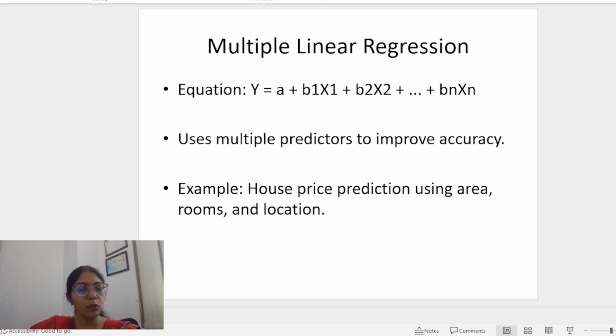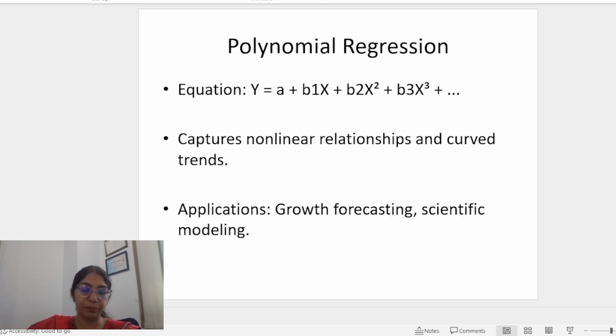For example, house prices depend on multiple factors such as area, location, number of bedrooms, age of property, and nearby facilities. So, by considering multiple predictors simultaneously, multiple regression generally provides more accurate predictions than simple linear regression. So, it is extensively used in economics, finance, market analytics, and social science research.